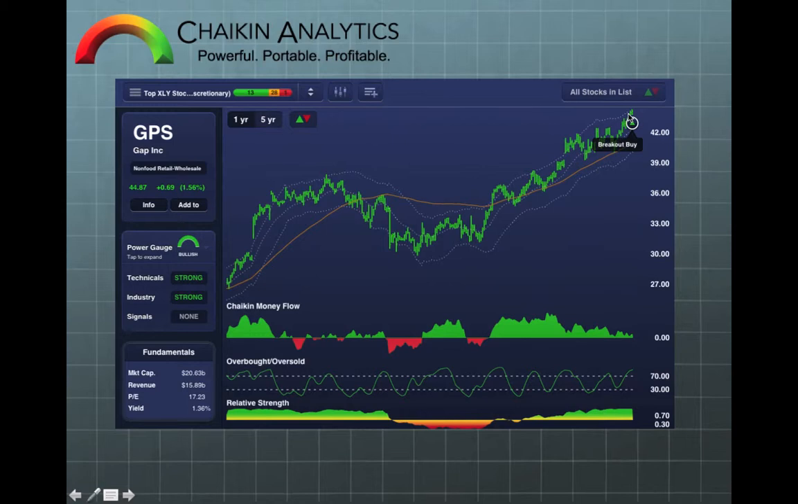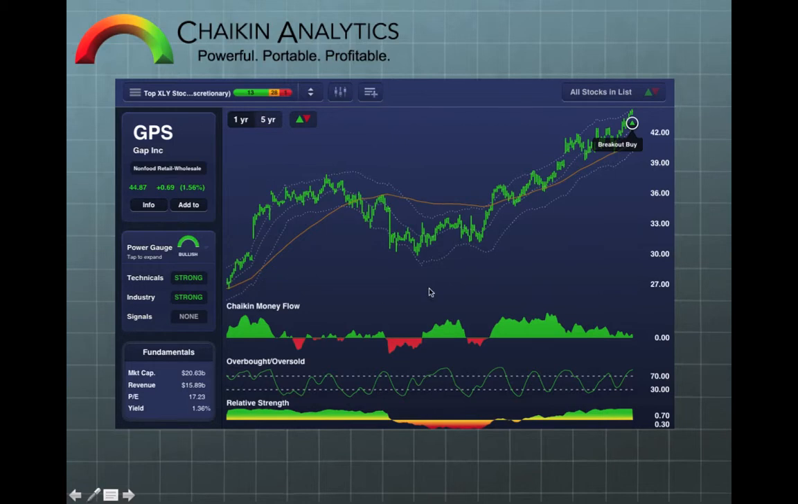It's a momentum entry signal that requires 3 things to be true. Number 1, price to hit the upper volatility band. 2, Chaikin money flow to be above 0, meaning that the stock has been under accumulation. Number 3, for there to be strong relative strength. And though you can't see it on this screenshot, the power gauge must be bullish or very bullish. And over here you kind of get that snapshot.